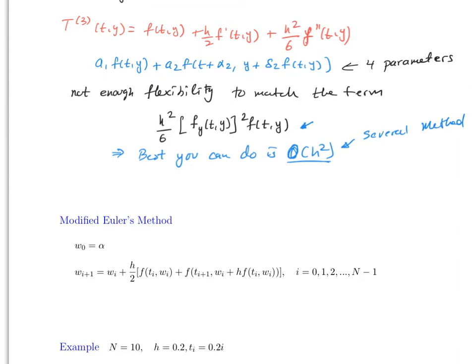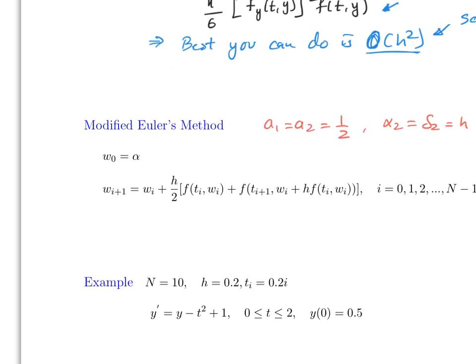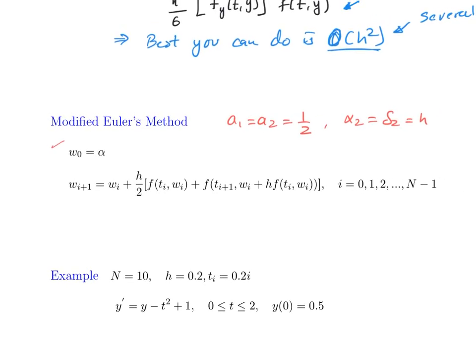So the modified Euler method implies that a1 equals a2 equals 1/2, and then alpha 2 will be equal to delta 2, and it will equal h. And it will give you the following difference equation. This one right here. So this is the usual starting condition. And the next value for w is going to be given by this difference equation right here. And this will be true for i equals 0, 1, 2, all the way to n.